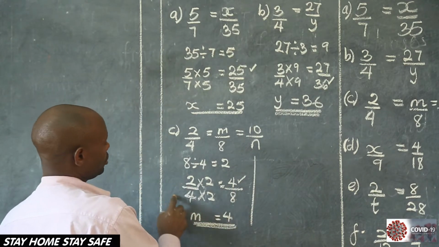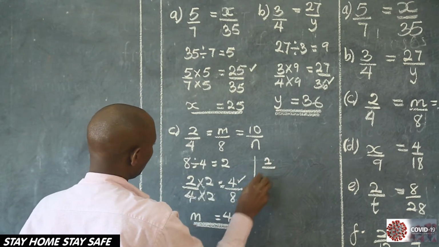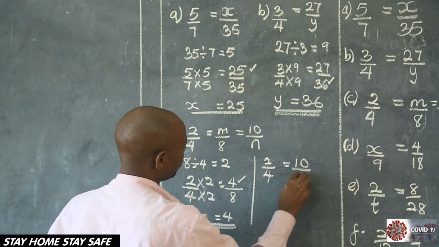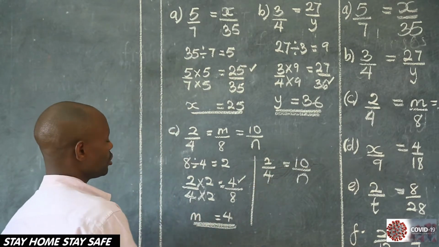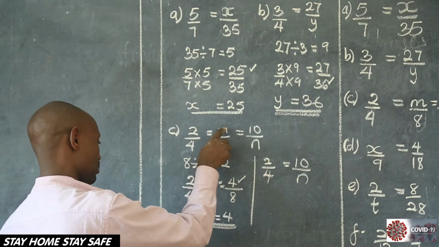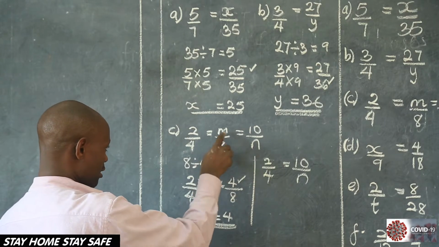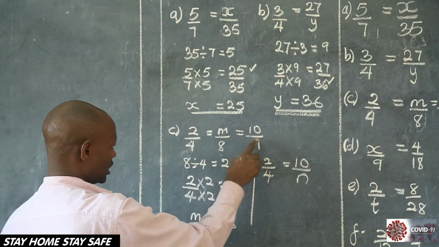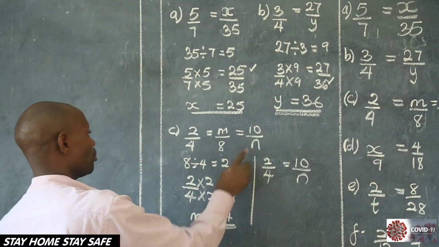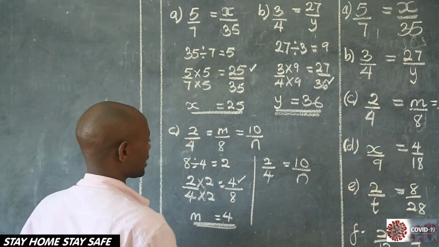Then we come to 2 out of 4, which is equal to 10 out of n. Remember, I told you can also use this one, since we have already got the value of m. So you can say 4 out of 8 is equal to 10 out of n. It will give you the same answer. Or you compare the first and the last.